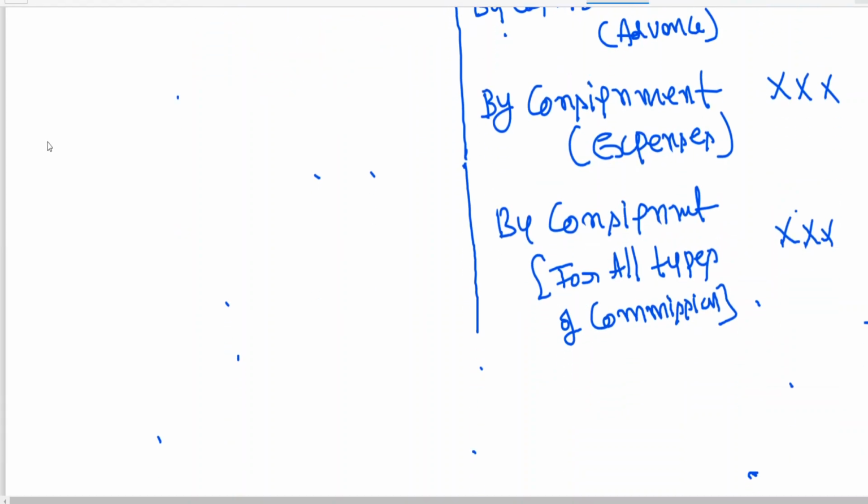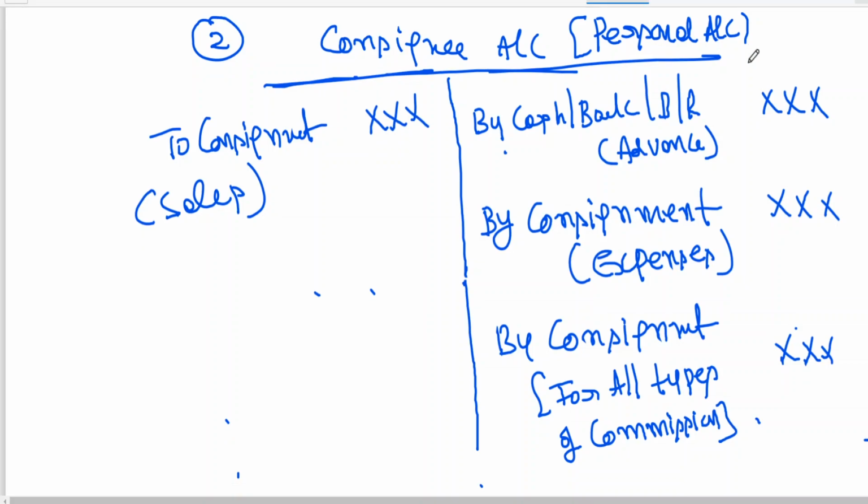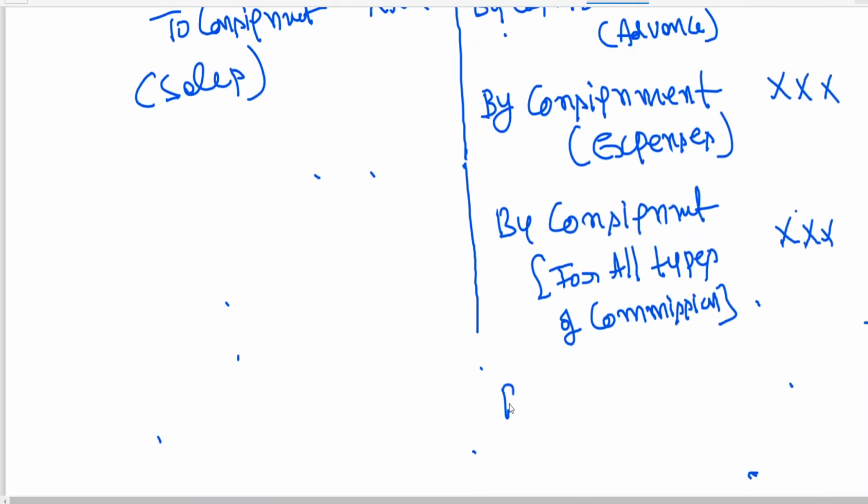Then, consignee account debtor to consignment we write. This is for sales, total sales, cash plus credit sales. And finally, by cash or bank for balance received.